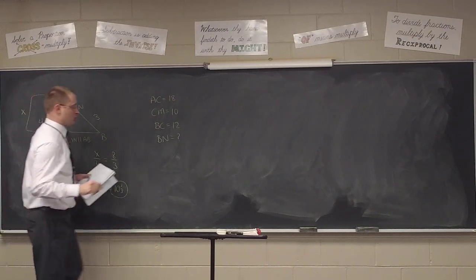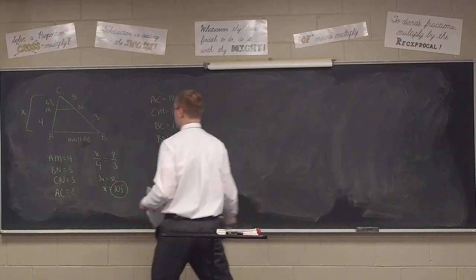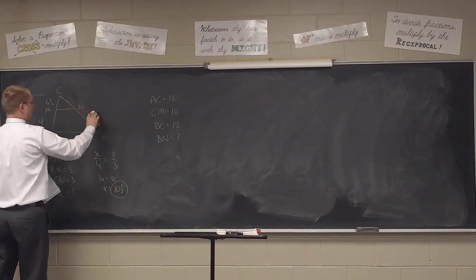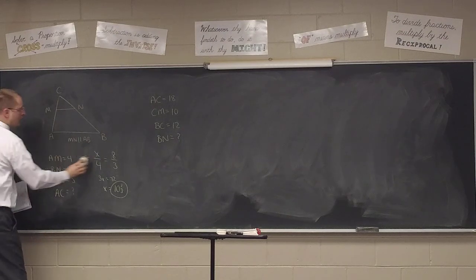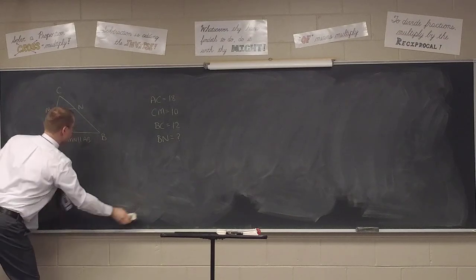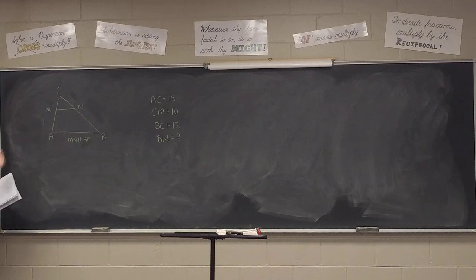All right, draw the same picture again, or if you wrote lightly, maybe erase. I get the luxury of erasing, but you may not, so you may need to quickly redraw the picture. Shouldn't take you real long. This time, the given information, obviously, is that M is parallel to AB, and we've got these lengths: AC is 18, CM is 10, BC is 12, BN is a question mark, because that's what we're finding.